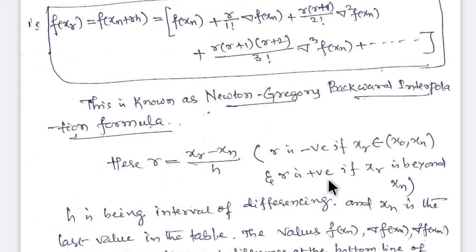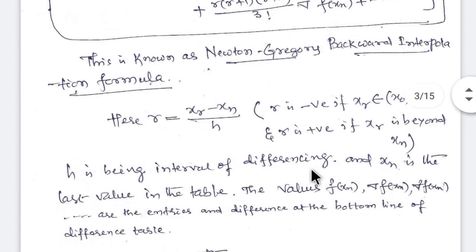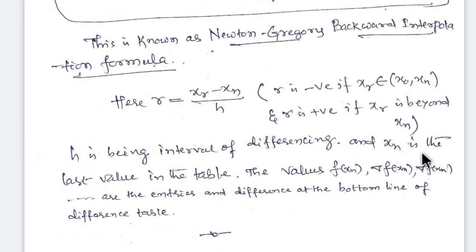If r is positive, xr is beyond xn, outside this table, h being the interval of differencing, and xn is the last value in the table. The values f of xn, delta f of xn, delta square f of xn, etc. are the entries in the difference at the bottom line of the difference table.